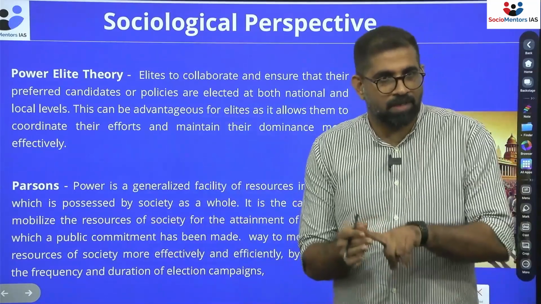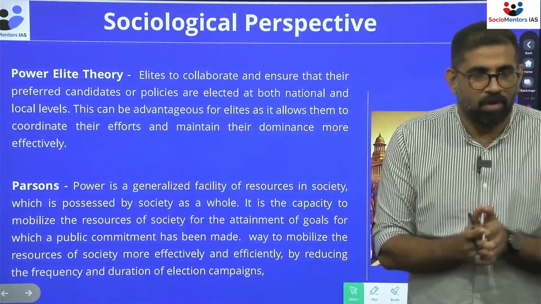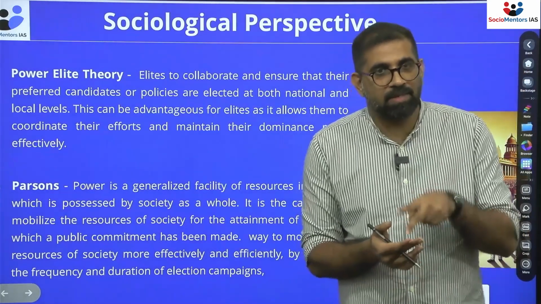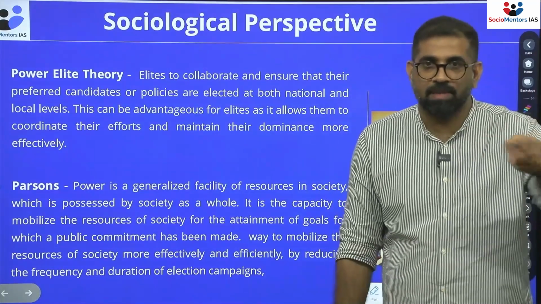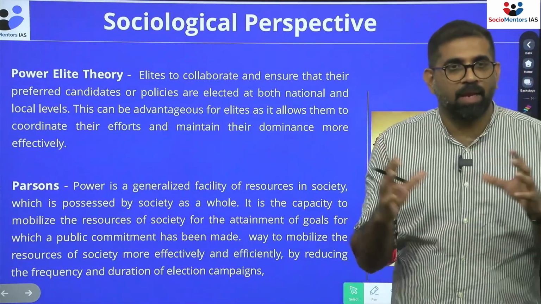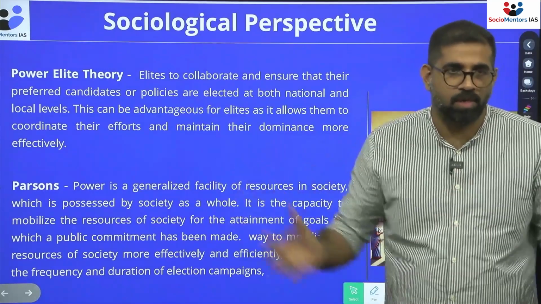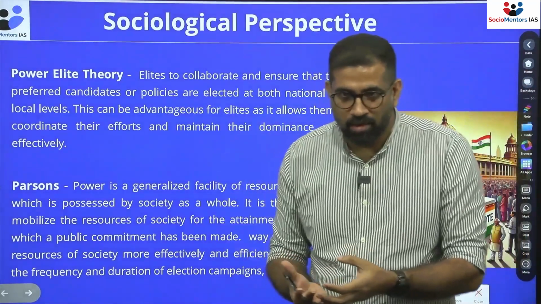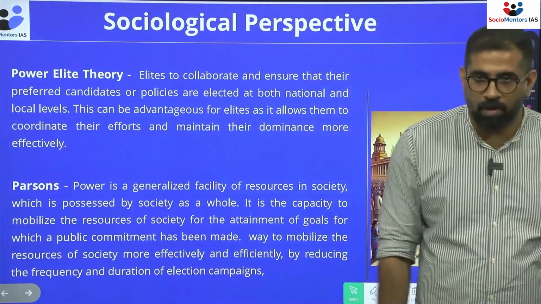In the first instance, we discussed Weber's notion where a single party is going to have all-encompassing power. In the second stage, in power elite theory, we can say that the same elites are going to have influence at the center as well as at the local levels when there is simultaneous election. Because at that point, election funding, the influence of elites, is going to be throughout the country. It is not limited to national elections or to state elections. They will have their influence and impact throughout the country at all levels of government.